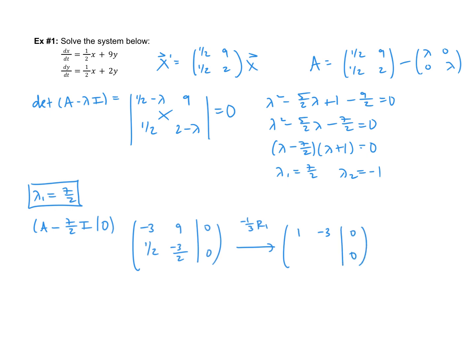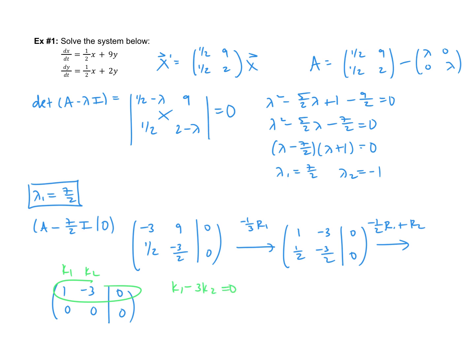And then I'm going to take that first row that I have, and I'm going to multiply by -1/2, and I'm going to add it to the second row. So that second row is the 1/2, -3 over 2. So when I do that, I have 1, -3, 0, and the bottom row just becomes all zeros. So then if we remember how to read this line right here, we're looking for K1 and K2 to find our eigenvector. So we get K1 subtract 3K2 is equal to 0. So our K1 then is equal to 3K2.